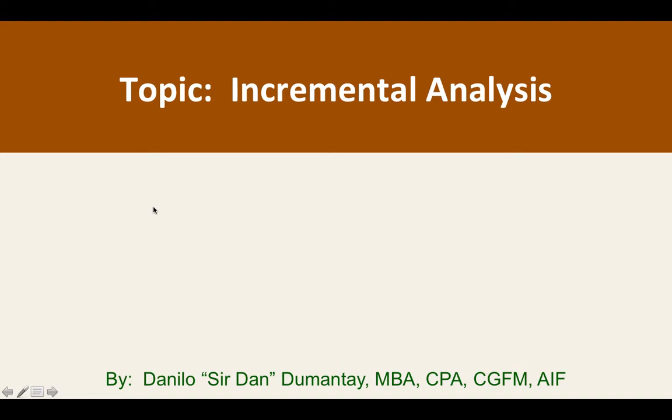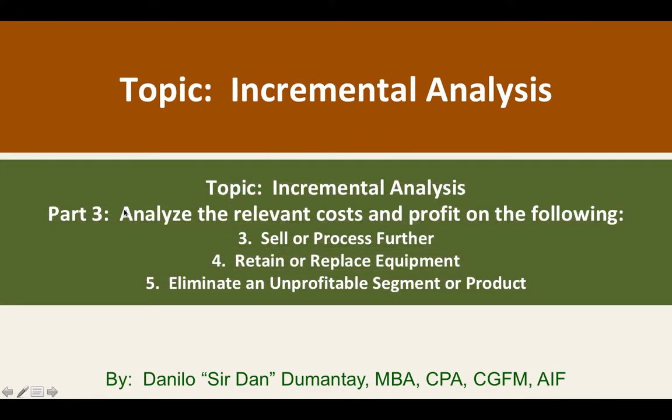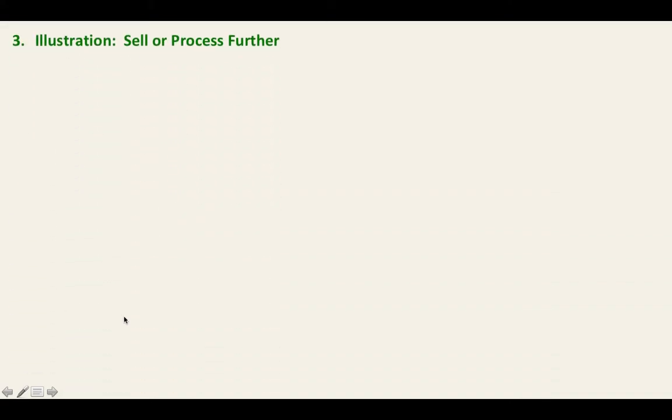And in this lecture video, we are going to discuss the continuation of incremental analysis, which is the last video on this topic. And here, we are going to analyze the relevant cost and profit on the following: sell or process further, next, retain or replace equipment, and eliminate an unprofitable segment or product. Okay, let us now start the discussion.